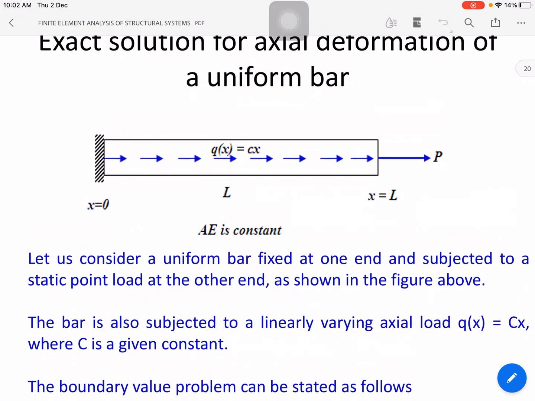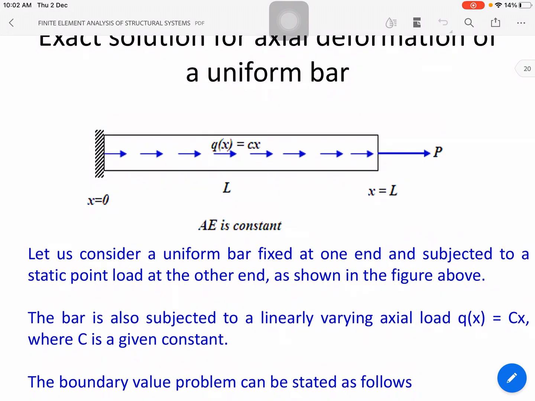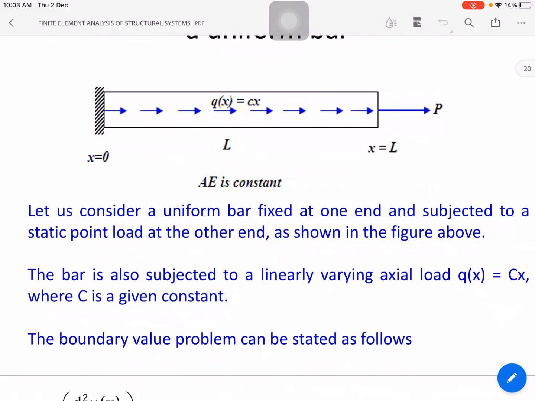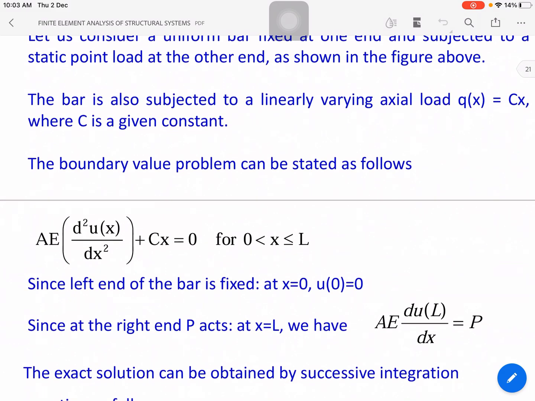So this is a boundary value problem, because here there is no time term involved. If t is involved, we can make it an initial value problem, but this is a boundary value problem, right?